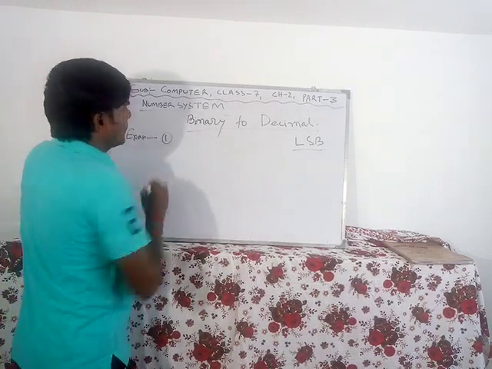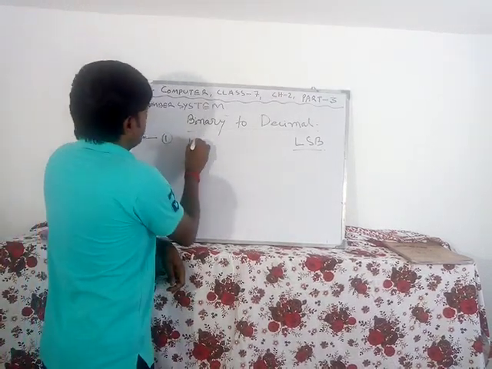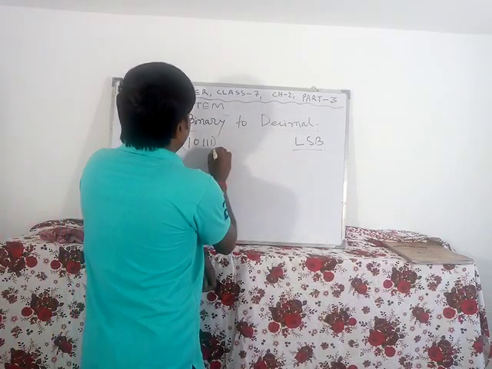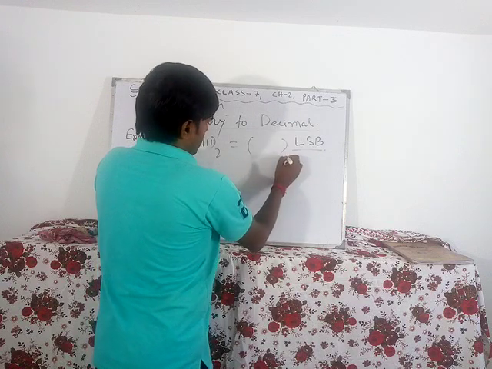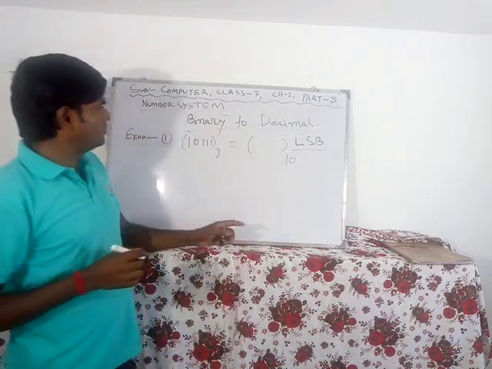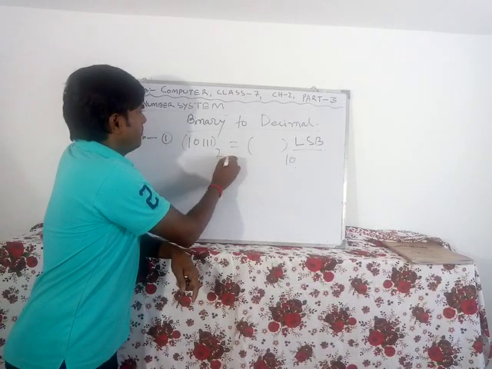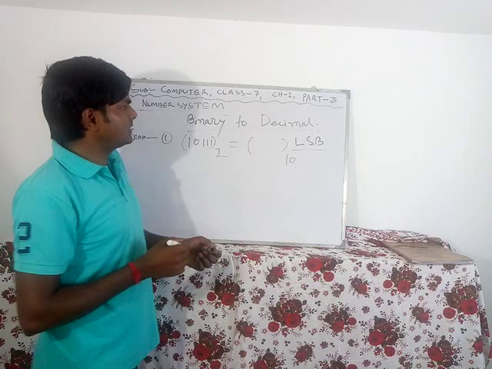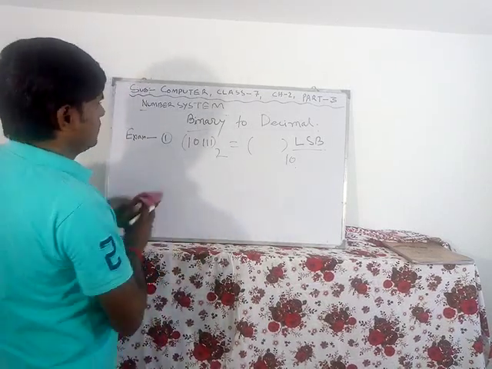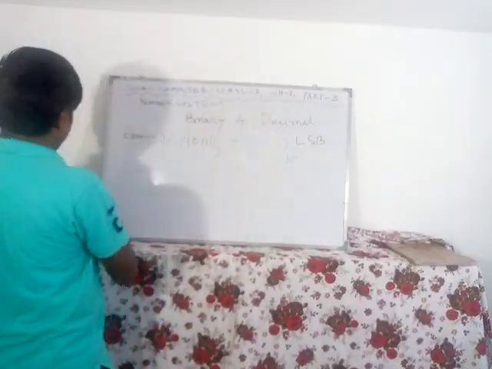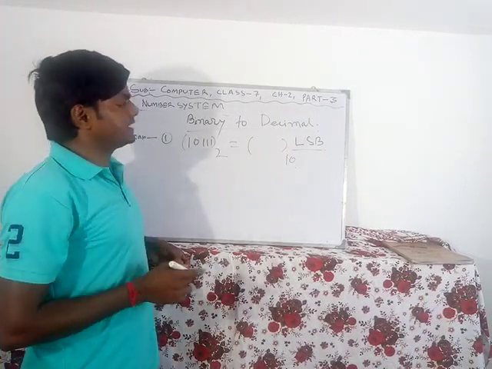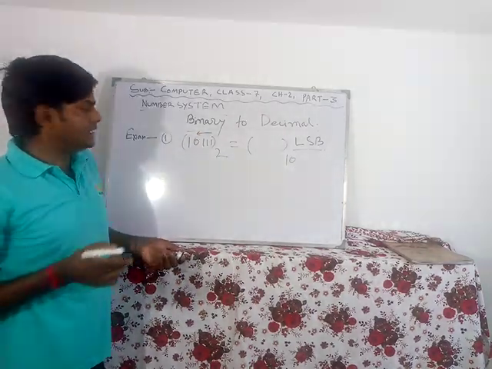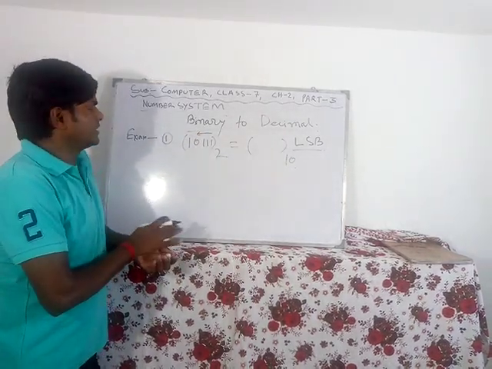Example number 1: 1 0 1 1 1. We will convert this binary number to decimal. Binary means base 2, and decimal means base 10. So let me show the process of how to convert. First step, we take the least significant bit. Least significant means the last digit comes to the first position.